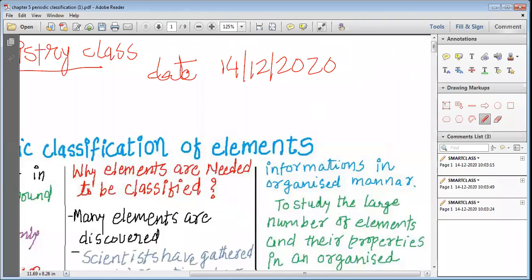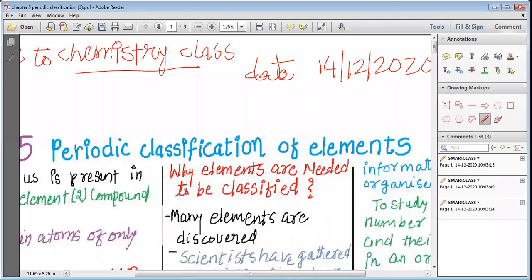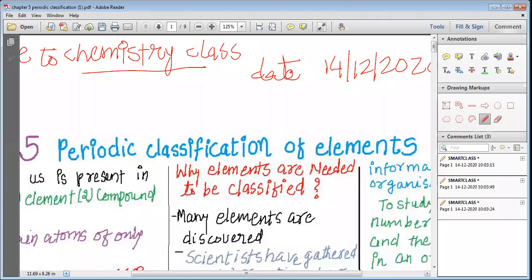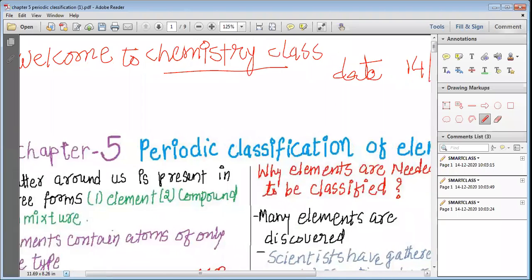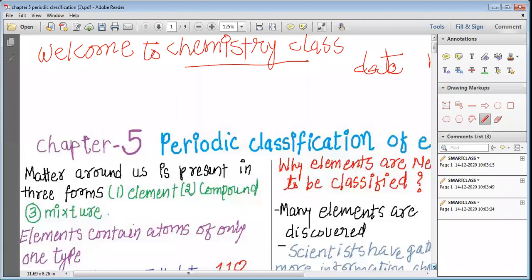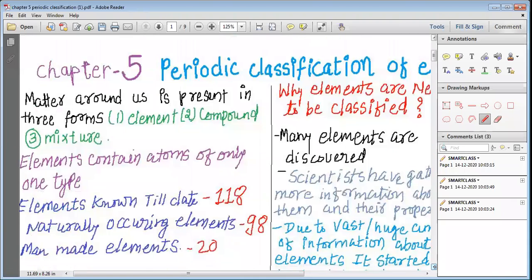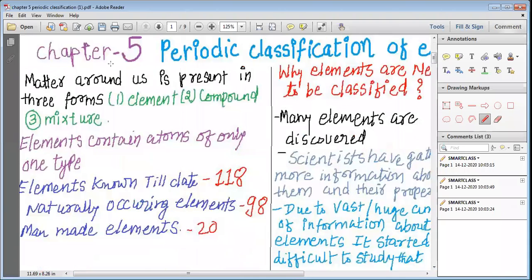Now let us revise the concept of the periodic classification, that is our chapter number 5. So let's look at the concept. Let us first study about the matter around us, which is present in three forms. One is element, another is compound, third one is mixture.